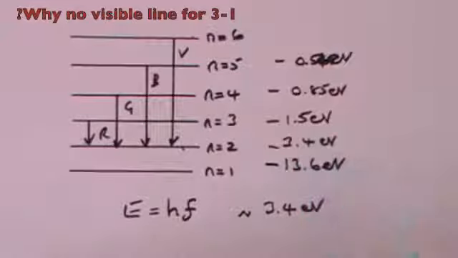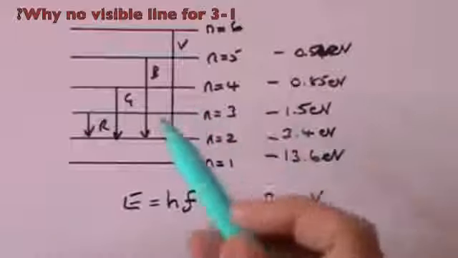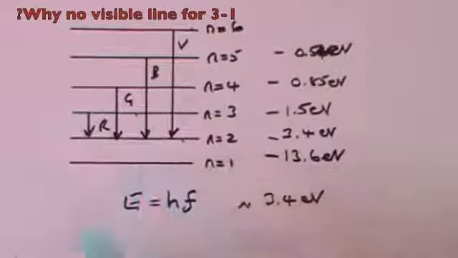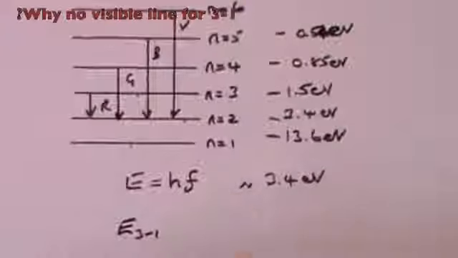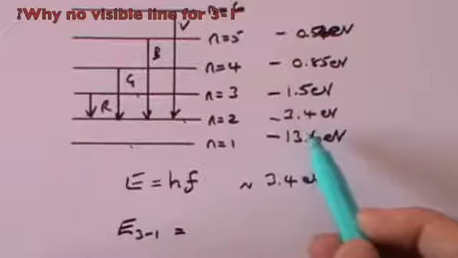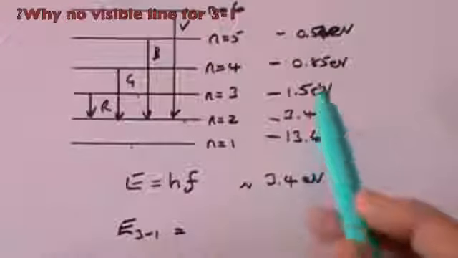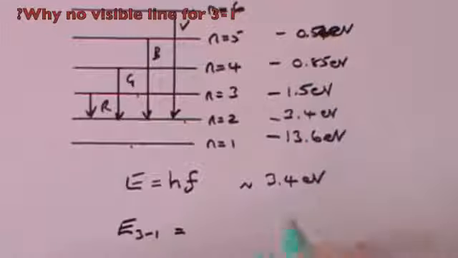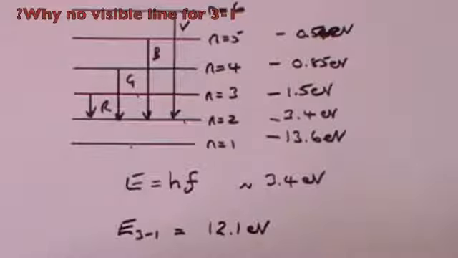Now, what is the energy transition between n equals 3 and n equals 1? Well, the energy from 3 to 1 is going to be the difference between minus 13.6 and minus 1.5. That is going to be 12.1 electron volts.